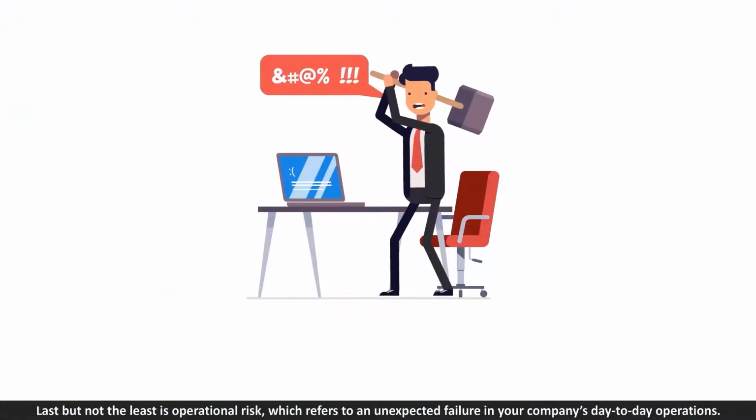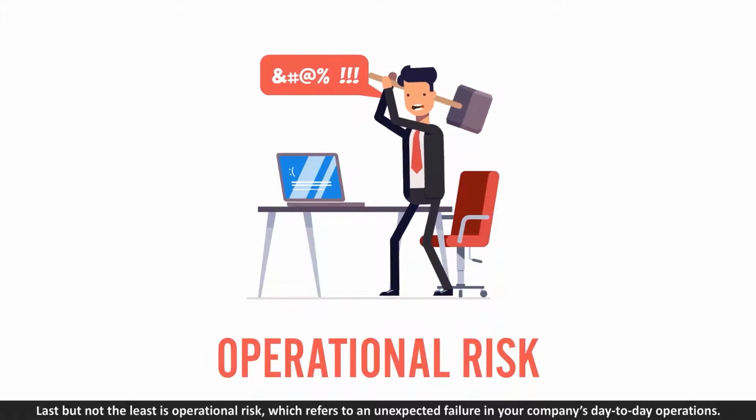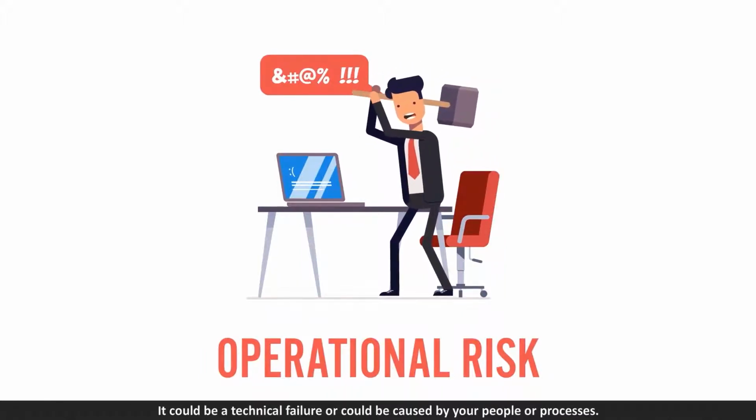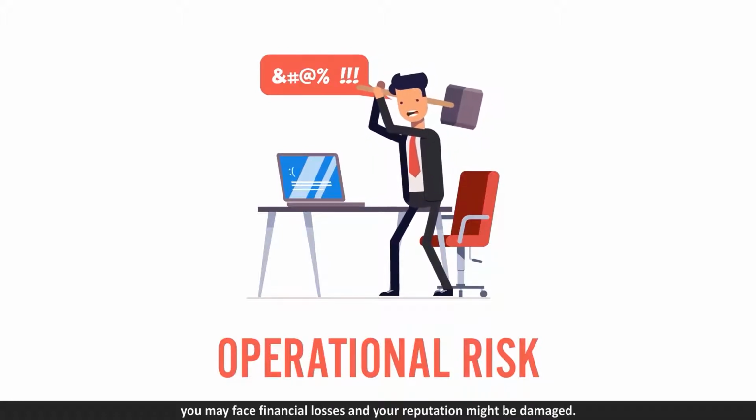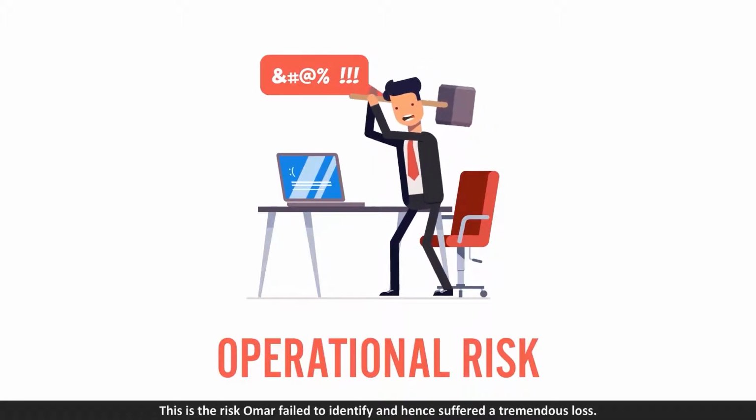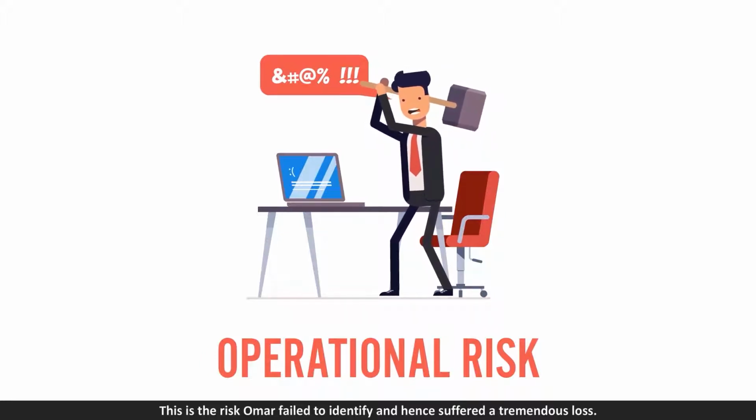Last but not the least is operational risk, which refers to an unexpected failure in your company's day-to-day operations. It could be a technical failure or could be caused by your people or processes. This might have a big impact on your business, as you may not be able to meet customers' demand. You may face financial losses and your reputation might be damaged. This is the risk Omar failed to identify and hence suffered a tremendous loss.